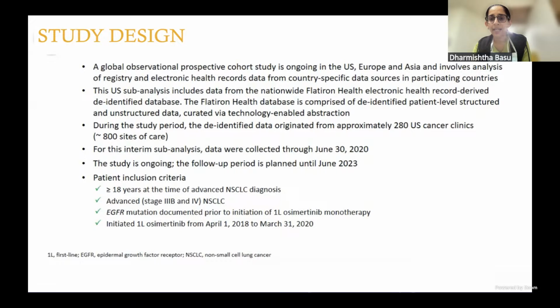It is comprised of de-identified patient-level structured and unstructured data. During the study period, de-identified data originated from approximately 280 US cancer clinics, that is around 800 sites of care. For this interim sub-analysis, data was collected till June 30th of 2020. This study is ongoing and follow-up is planned in June of 2023. Possibly we are awaiting the latest data from this follow-up. The patient inclusion criteria: 18 years or more at the time of diagnosis, stage 3B to 4 NSCLC, EGFR mutation documentation, and initiation of first-line osimertinib monotherapy between April 1st, 2018 to March 31st, 2020.